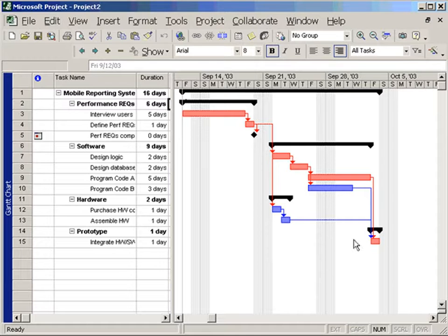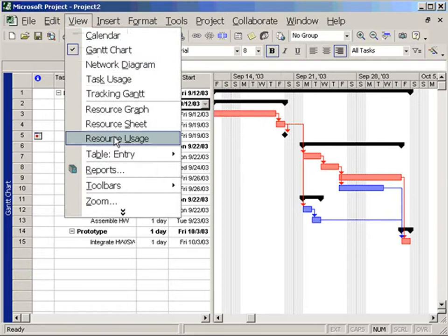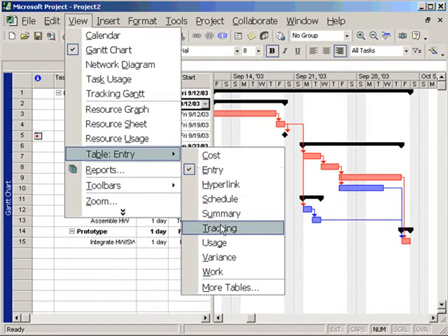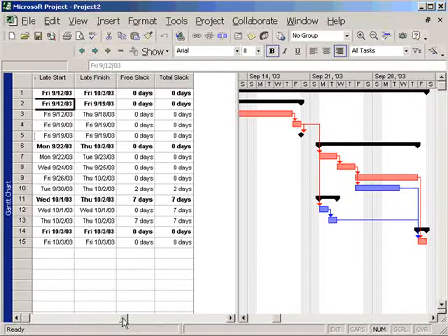Then the second question is, what about the non-critical activities? What's the likelihood if they take longer than planned or start later than planned, they will become critical? And to assess that, we look at how much slack they have. And to do that, we go up to Table and look at Schedule. And we look at the Schedule table.